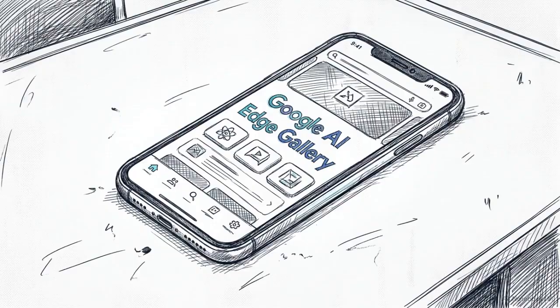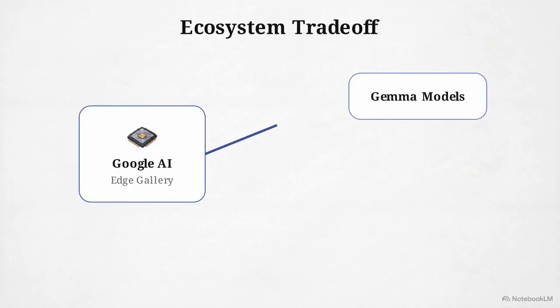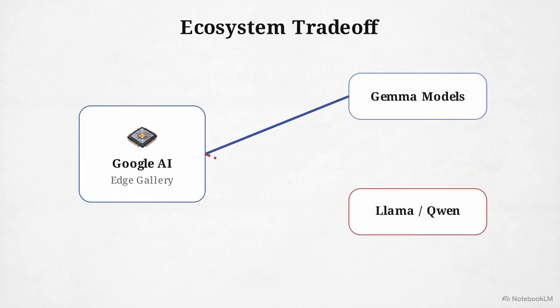If you are an Android user looking for an officially supported alternative, Google AI Edge Gallery is an incredibly polished option. However, it requires a strict trade-off. You get excellent zero configuration stability, but you are entirely locked in to Google's proprietary Gemma models. You cannot swap in a Llama or Qwen model if you want to experiment.